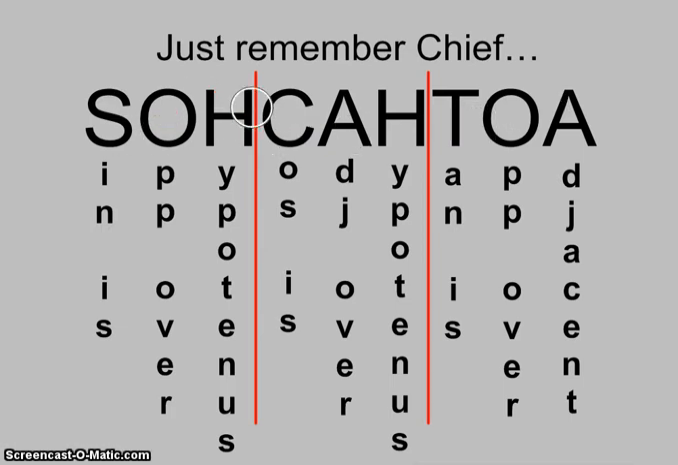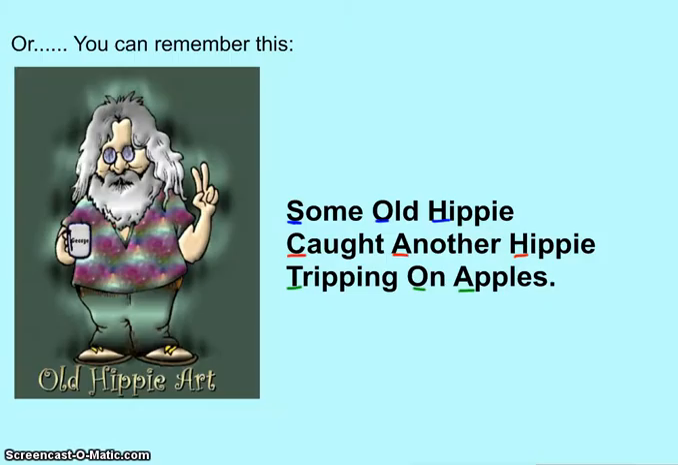If you don't like that, I have one that's really cute. I kind of like it. It's some old hippie caught another hippie tripping on apples, let's say. So we have SOH, sine is opposite over hypotenuse. CAH, cosine is adjacent over hypotenuse. And TOA, tangent is opposite over adjacent.